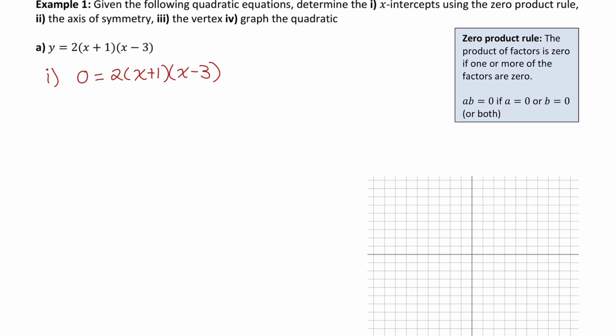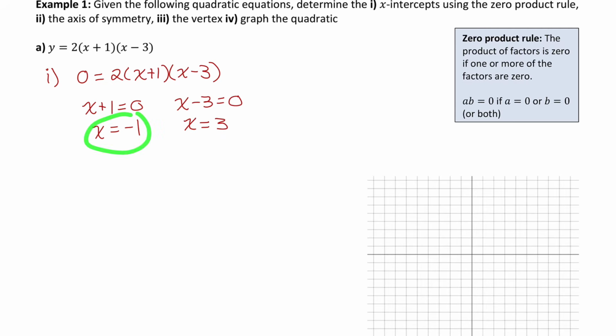And now I just have to figure out how can the product of these three factors be 0. Well, using the zero product rule, which is stated over there on the right, a product of three factors would be 0 if any of those three factors were 0. Well, 2 can't be 0, it's constant, but x plus 1 could be 0. If I solve this equation, I would figure out x plus 1 would be 0 if x was negative 1. And x minus 3 could also be 0. x minus 3 would be equal to 0 if x was 3.